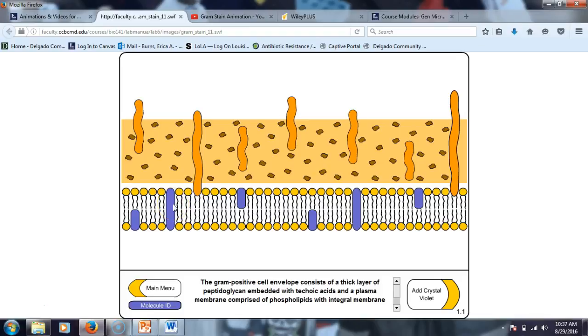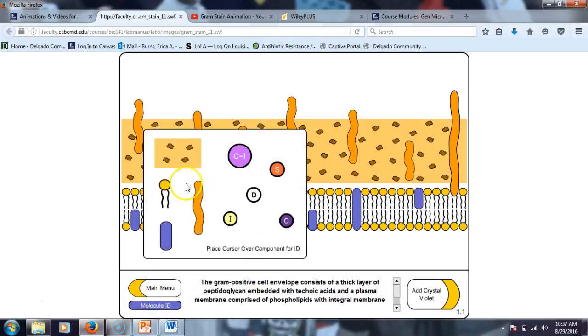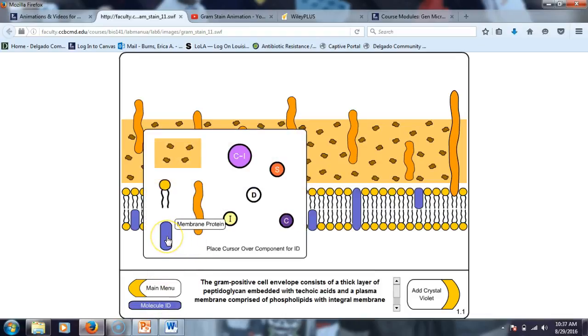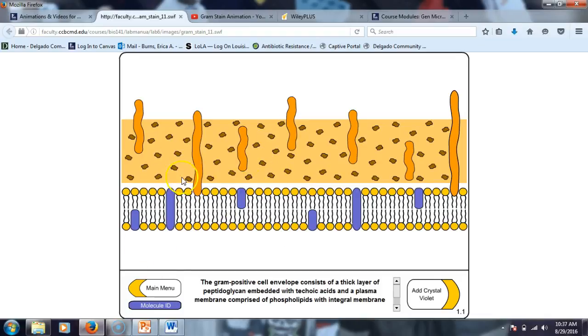And so this is a diagram representing the cell wall of Gram-positive bacteria. Or you could say the cell envelope, which is made up of the cell membrane and the cell wall. So here's the membrane, those phospholipids we're used to seeing, right? If you click ID molecule, it gives you the little key. That's a phospholipid, that's teichoic acid, the membrane proteins, peptidoglycan, crystal violet, the different dyes that we're going to use. And here's a little script down here, but I'm going to add my own as well.